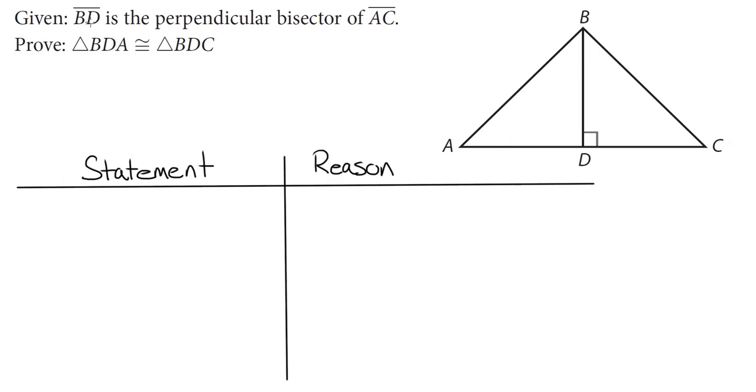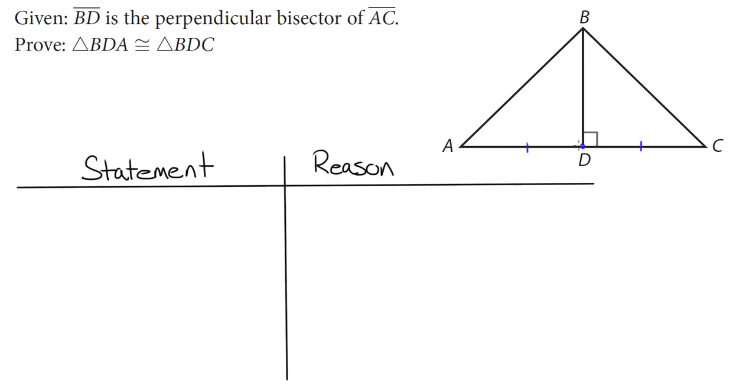So it tells us that BD is a perpendicular bisector of AC. Well, what does that mean? Well, that means that for one, it makes point D here a midpoint, which means that from A to D is the same distance as from C to D. So in other words, side AD is equal to side CD. So that's one of our sides.